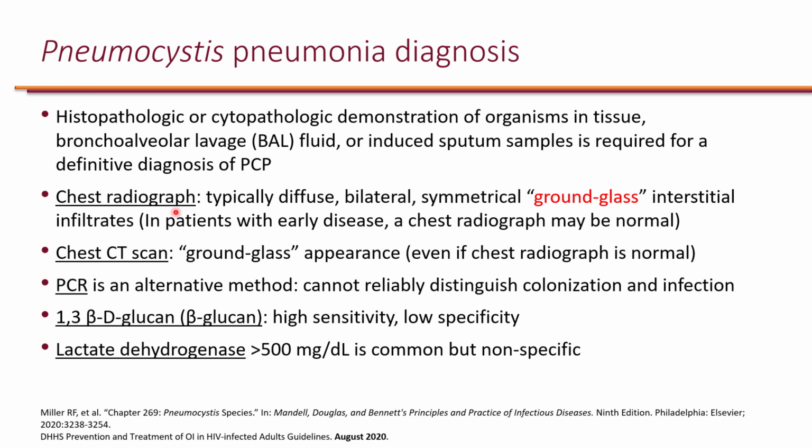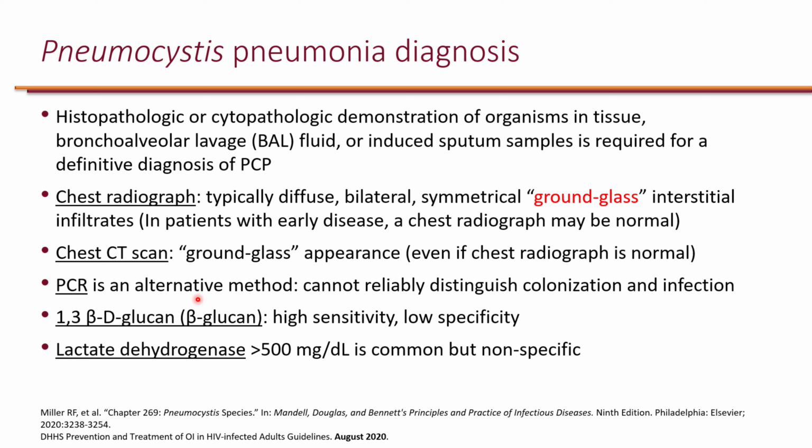If you have a chest radiograph, so basically a chest X-ray, you will see symmetrical ground glass infiltrates. On chest CT, you will also see the same. The benefit of chest CT is that even if the chest X-ray is normal, you can still see the ground glass appearance on the chest CT.